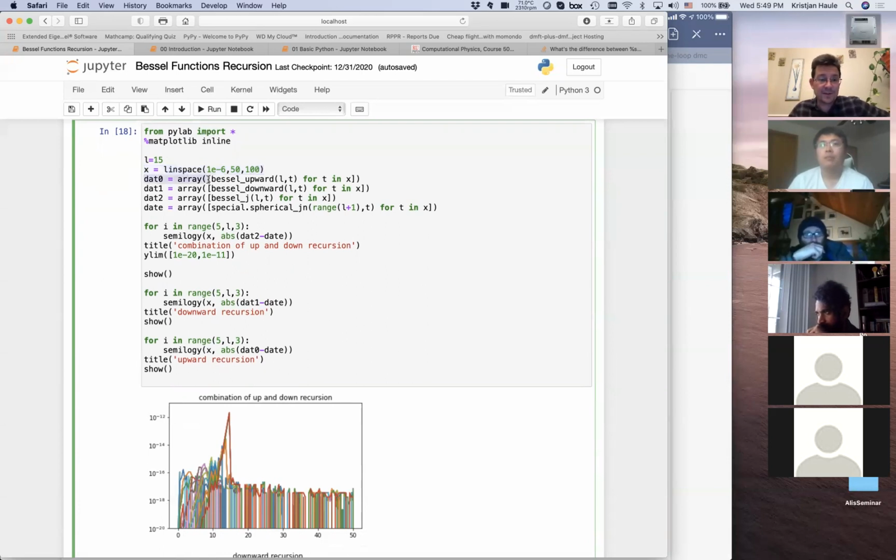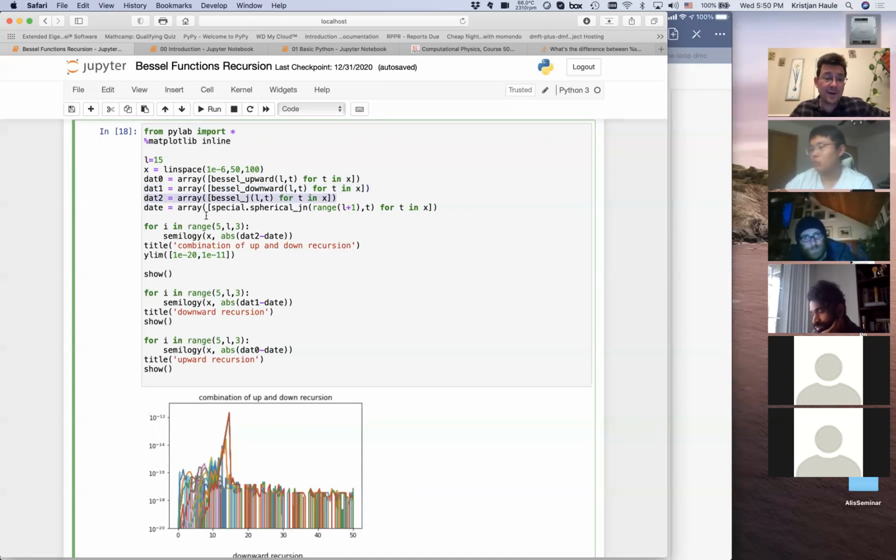Okay, so what we're going to do is we're going to evaluate upward recursion for all values of x. So for t in x, for all values of x, we calculate upward recursion. So this now becomes an array of arrays, which is a two-dimensional array. Okay, so we're calculating with upward recursion all Basal functions for all x. Then we do downward recursion for all Basal functions for all x. Then we evaluate the combination of upward and downward recursion.